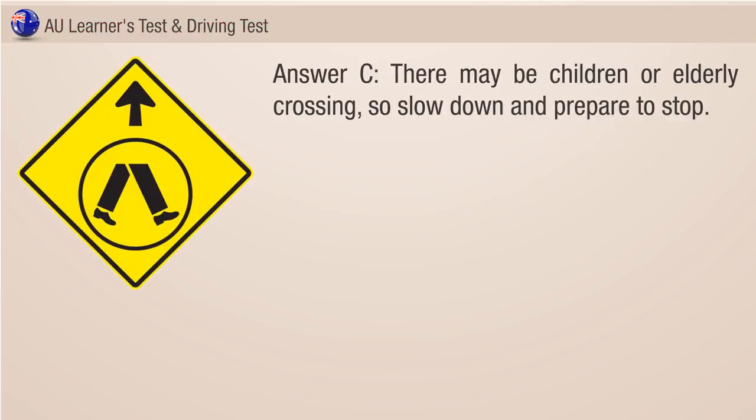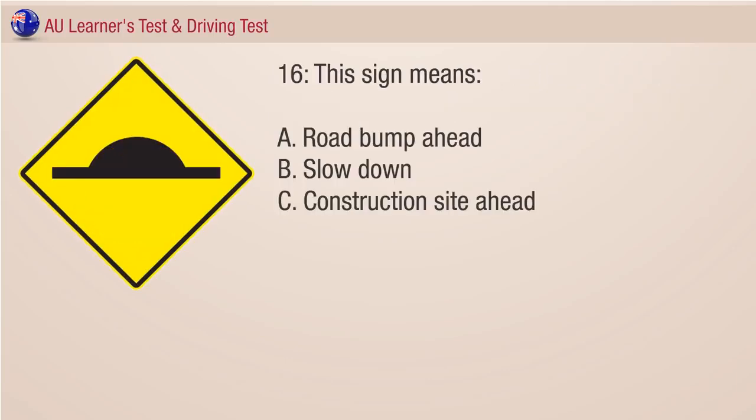Answer C. There may be children or elderly crossing, so slow down and prepare to stop. Question 16. This sign means A. Road bump ahead. B. Slow down. C. Construction site ahead.